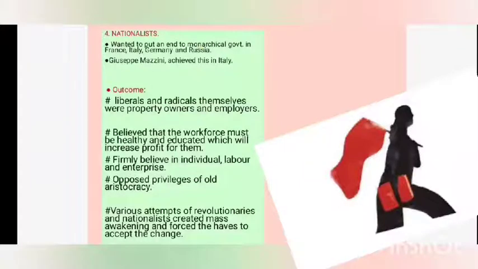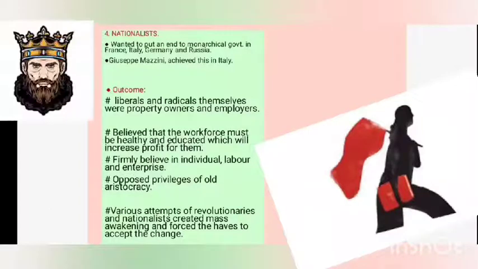The reformers who expected change were called nationalists. They wanted to put an end to monarchical government in France, Italy, Germany and Russia. Giuseppe Mazzini achieved this in Italy. The same thing was done in Germany. Thus, nationalist ideas got popularity.